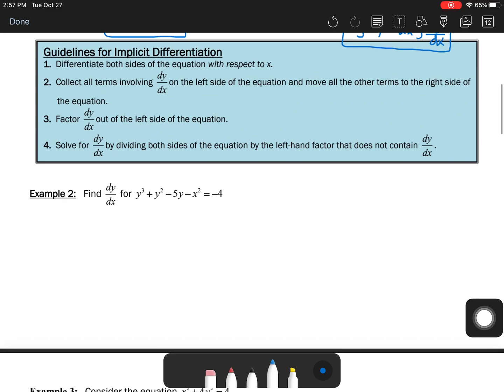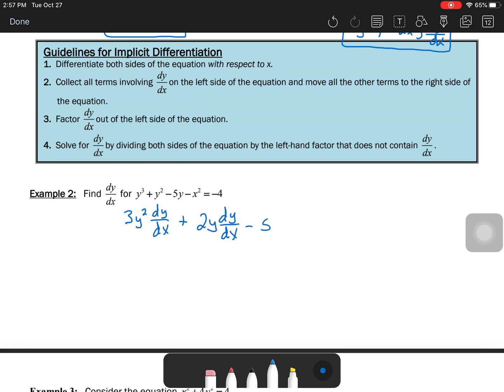So here's pretty much what the process looks like. This would be a pretty basic implicit differentiation problem. All right, so as we go through this, the derivative here is going to contain a dy dx. The x squared won't contain one. So as we go through, we're going to have 3y squared dy dx plus 2y dy dx minus 5 dy dx minus 2x. Don't need a dy dx there. It could be a dx, and we don't have to write that. And then on the other side, since it's just a constant there, derivative of a constant is 0, so we end up with 0 there.